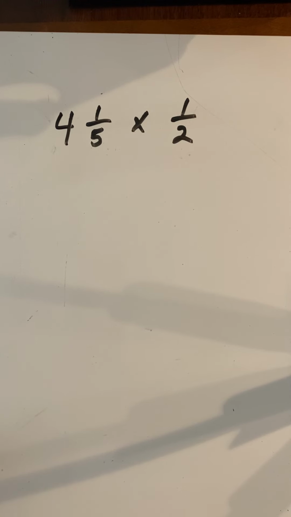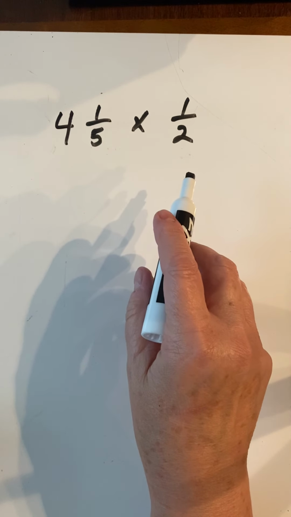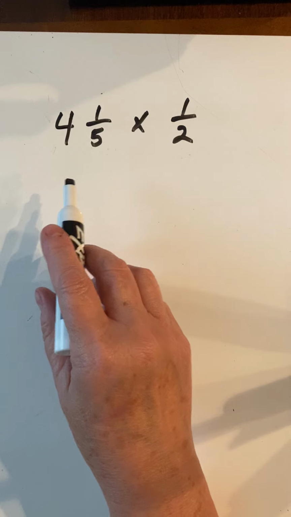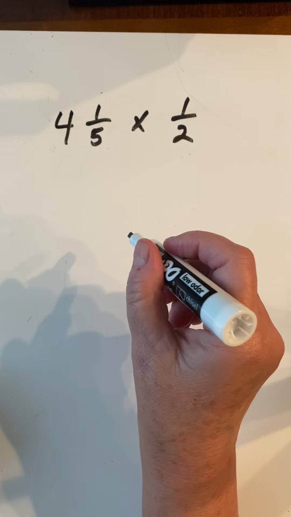It has to do with multiplying mixed numbers. Here's an example of one. We have 4 1/5 times 1/2. So we're taking half of this 4 1/5, but let's just talk about how we could do this mathematically.